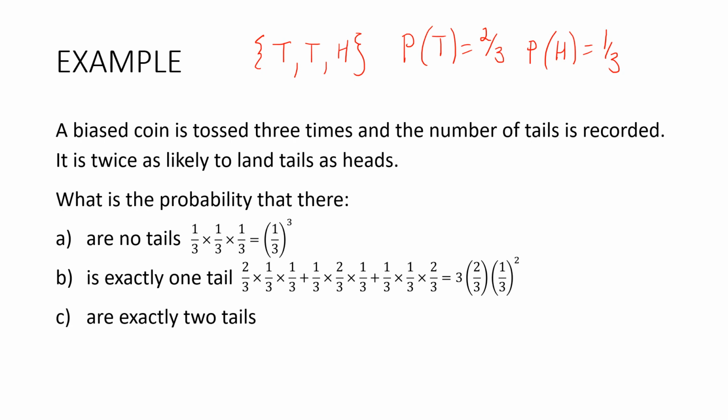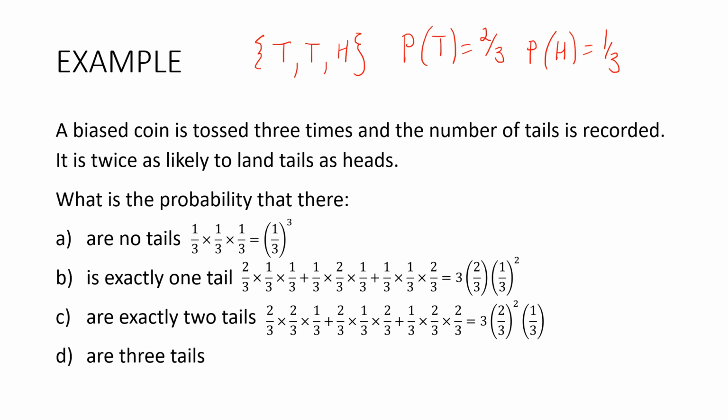Exactly 2 tails. So we can have tails, tails, heads, or tails, heads, tails, or heads, tails, tails. Again, quite complicated. They're all going to be the same. They're just in different orders. So there'll be 3 lots of 2/3 squared times 1/3. And finally, 3 tails. So tails, tails, tails. That's going to be 2/3 cubed.